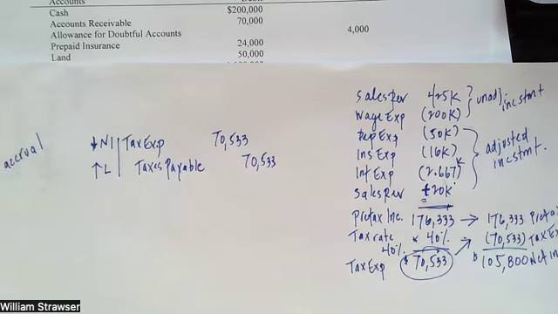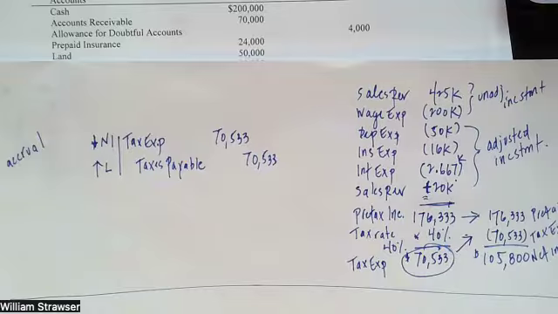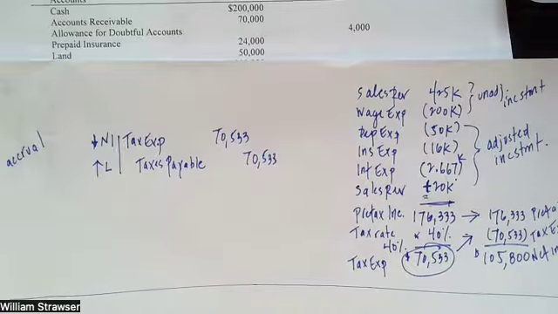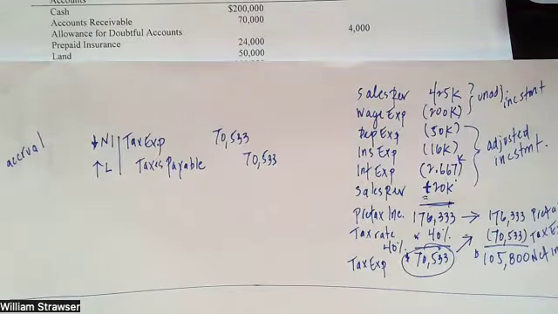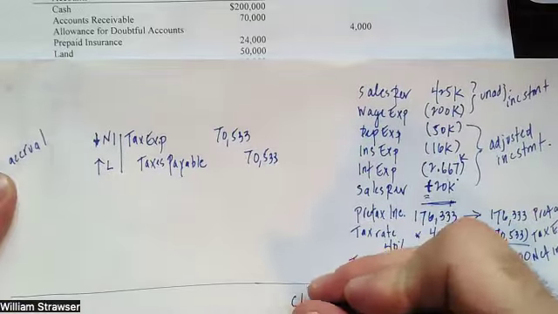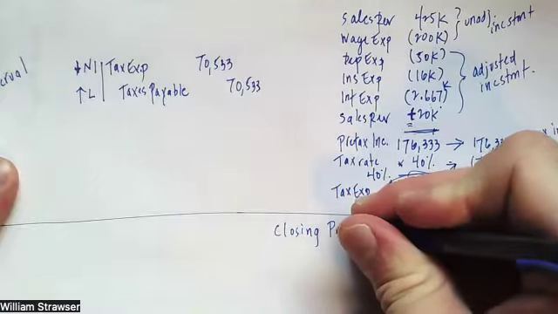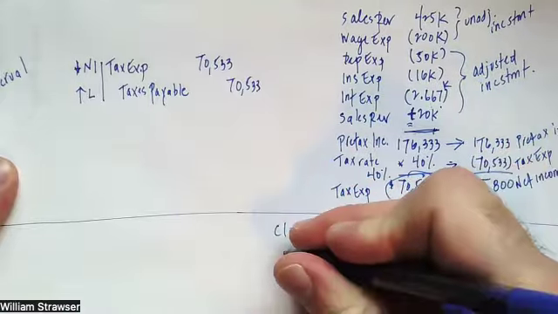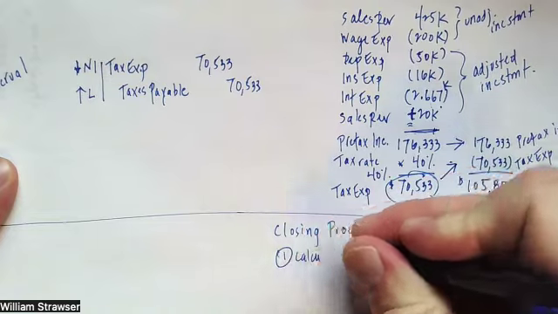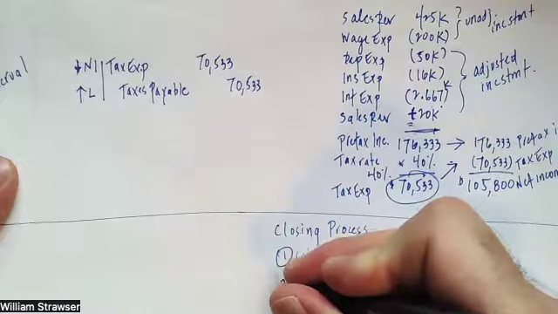All right, so that pretty much completes the adjusting process for this question. Now, the closing process. If you can remember, the closing process is basically first calculating net income, and then second, calculating retained earnings.